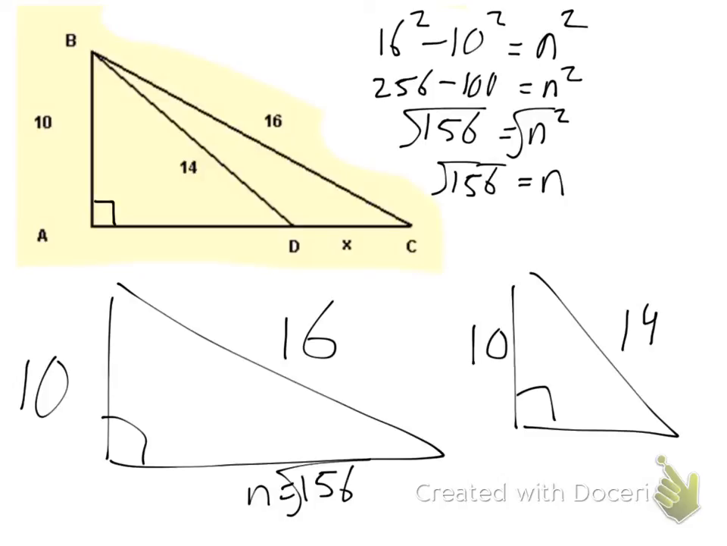Let's see what happens when I do the 14 and the 10. Same process. Why is it subtracted? Because we're not solving for a hypotenuse, we're solving for a leg. So I'd have to subtract a leg from the hypotenuse. 14 squared minus 10 squared equals, that's x this time. That's not x. I don't want to call it x. We'll call it m.